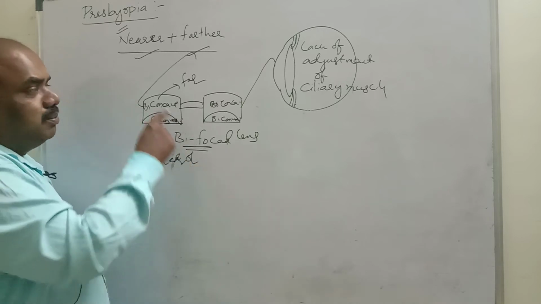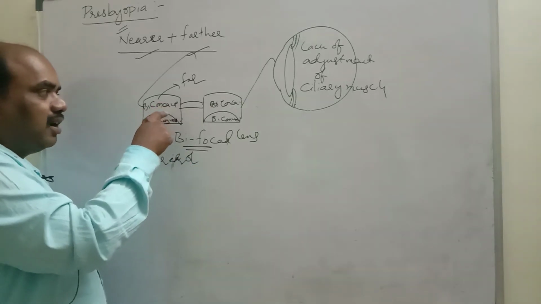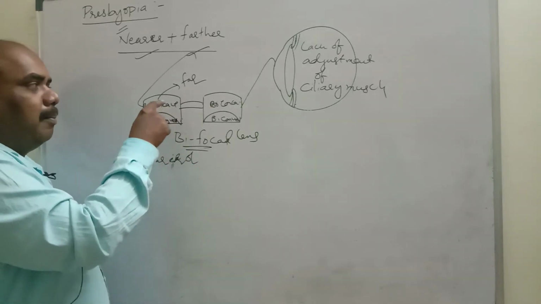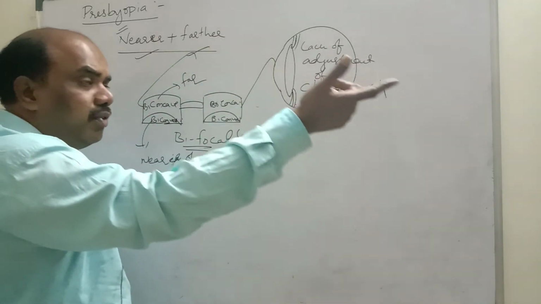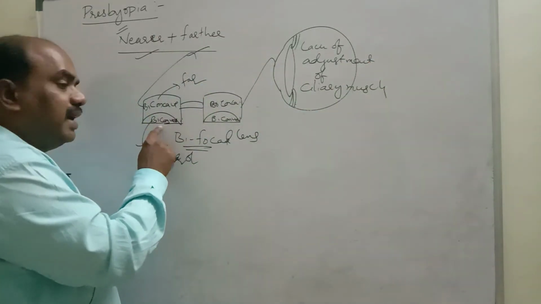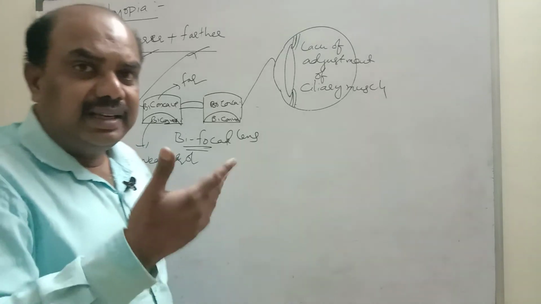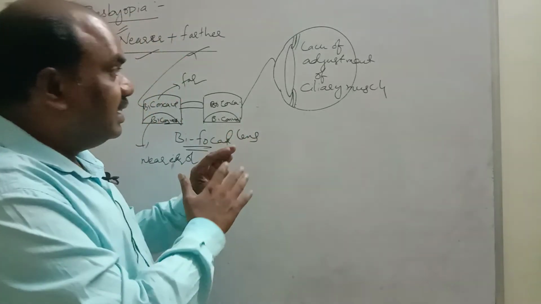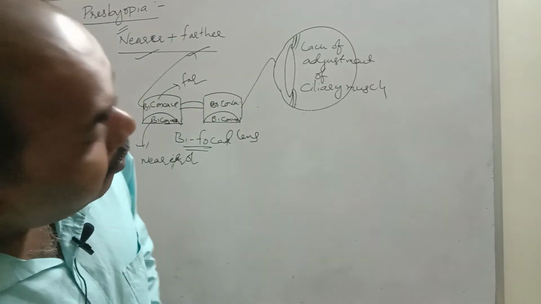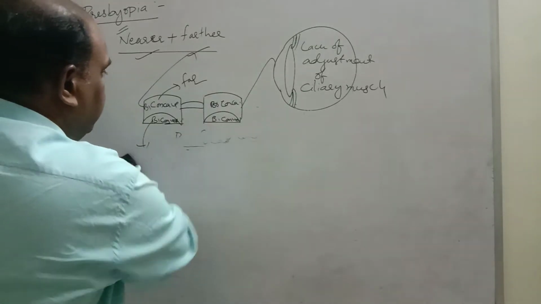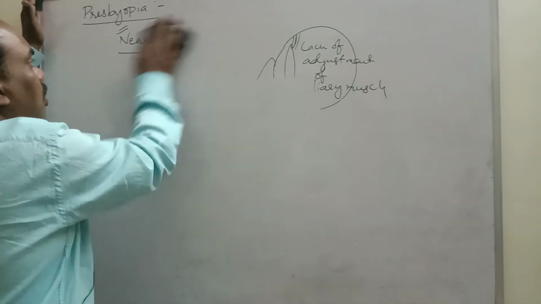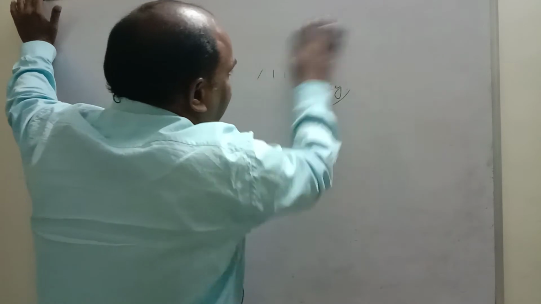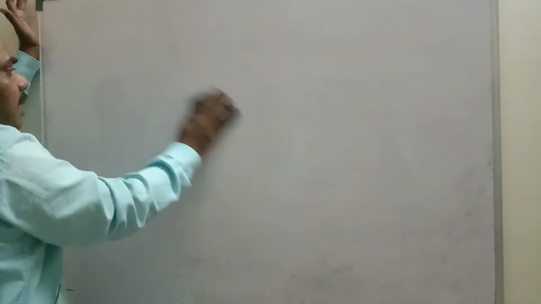What is a bifocal lens? A bifocal lens is a combination of biconcave and biconvex lens. Biconcave lens is used to see the farther objects, whereas biconvex lens is used to see the nearer objects. By using this, we can correct hypermetropia defects. Now, all these three we will see at a time: myopia, hypermetropia, and presbyopia.